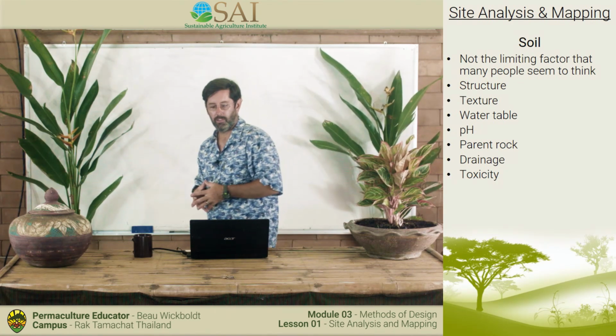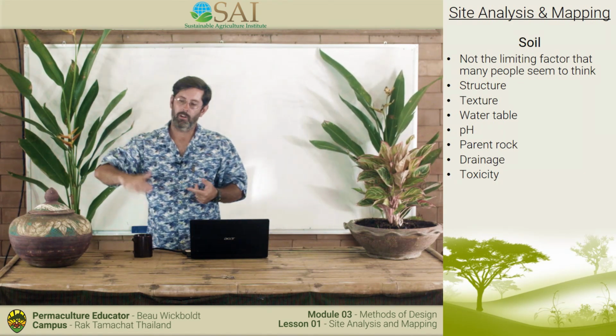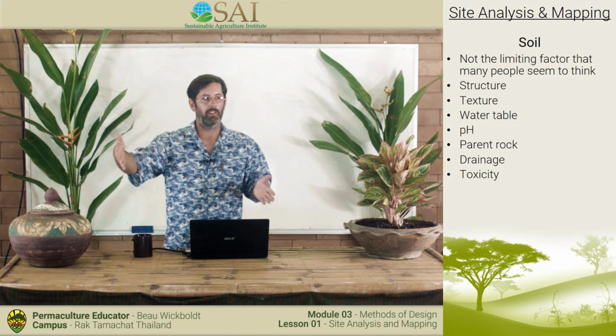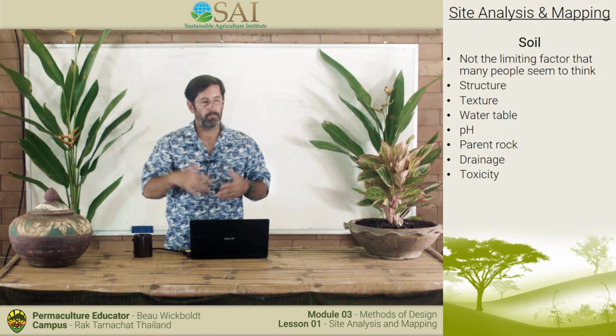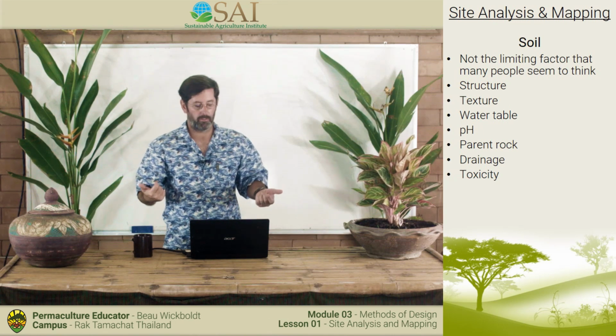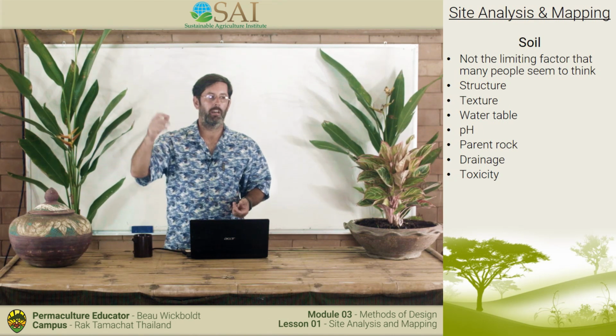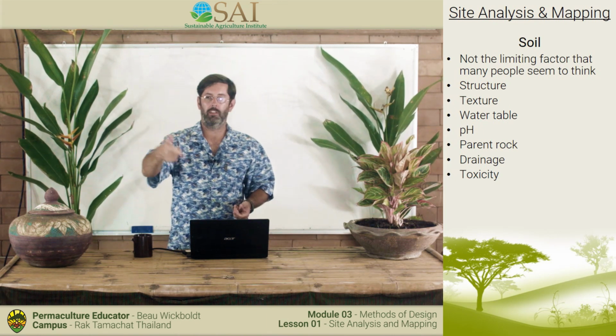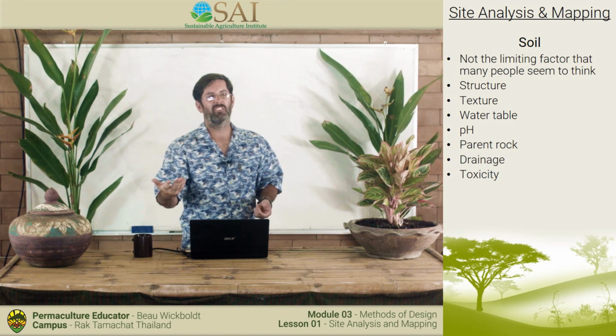So we'll look at that in a lot more detail. But we need to know, where's our water table? How far down is it to water? What's the pH typically of our soil? What's the parent rock? That's where our minerals come from. How much drainage do we have? Is it too clayey, too sandy? What can we do to alleviate drainage? Add char. Or toxicity.